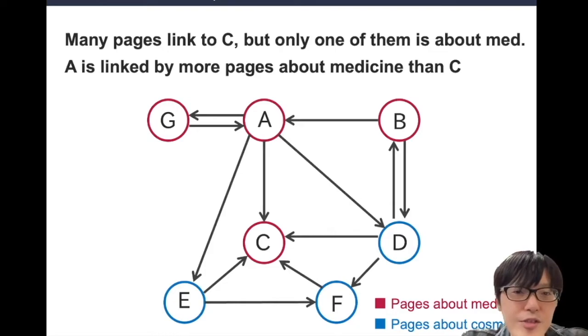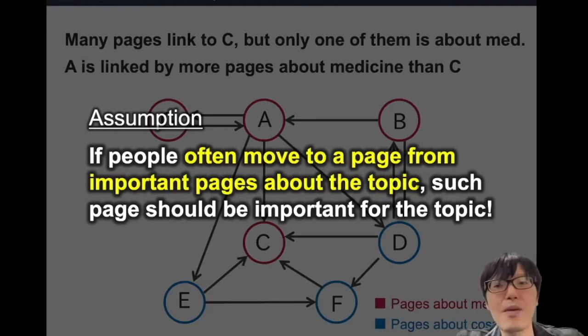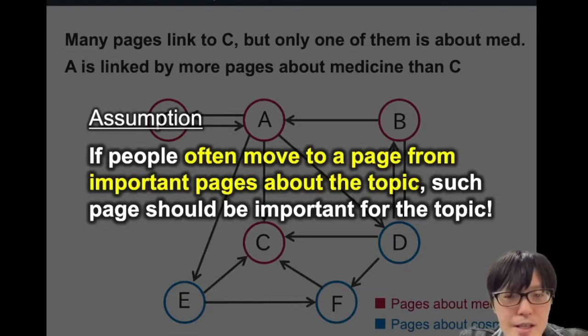One assumption is that if people often move to web pages from the important web pages about the topics, such a web page should be important. This is the one assumption, and the topic-sensitive PageRank is based on this assumption.